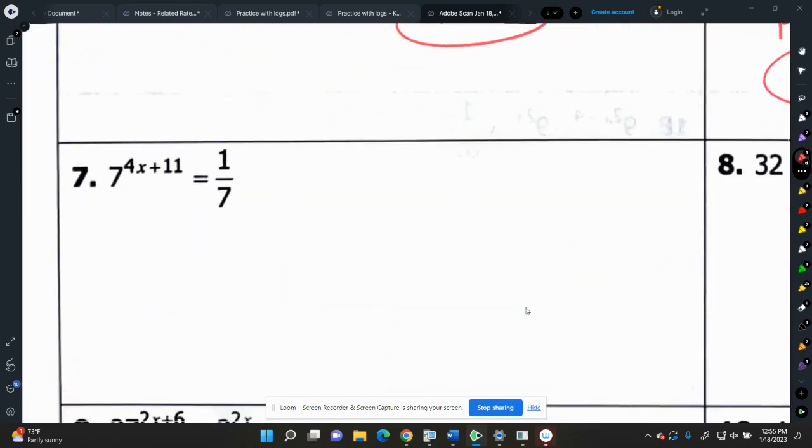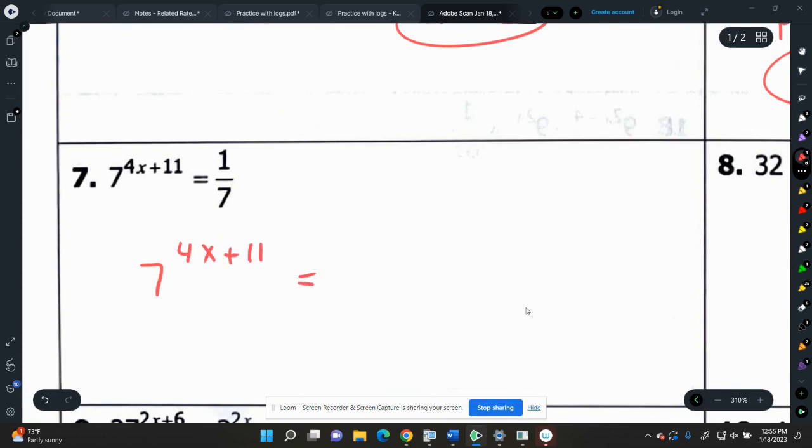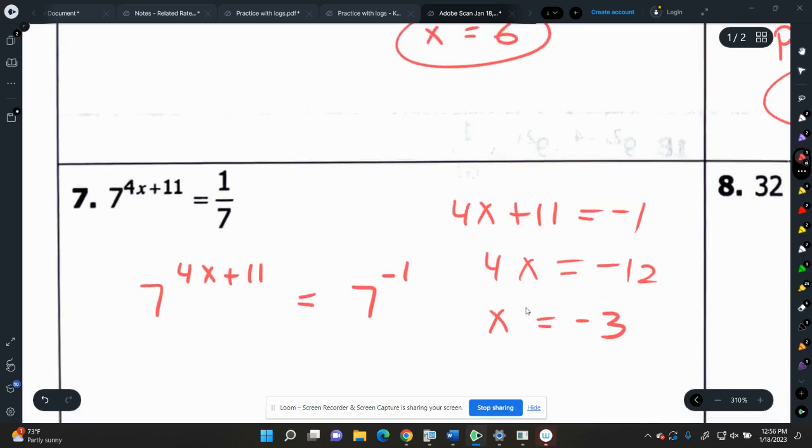All right, number 7. 7 to the 4x plus 11 equals 7 to the negative 1. So 4x plus 11 equals negative 1. So 4x equals negative 12. So x equals negative 3.